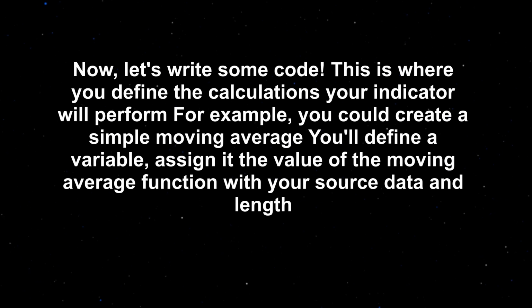Now, let's write some code. This is where you define the calculations your indicator will perform. For example, you could create a simple moving average. You'll define a variable and assign it the value of the moving average function with your source data and length.